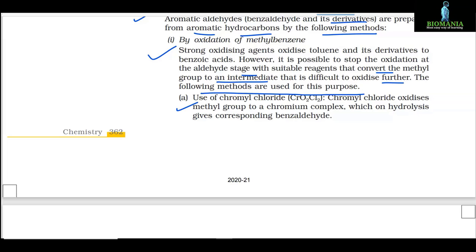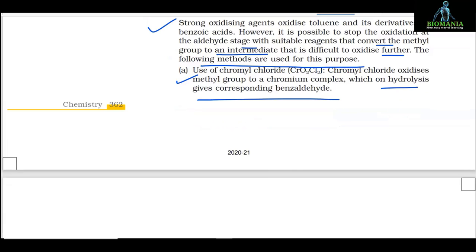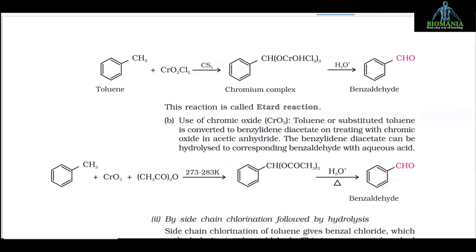A. Use of chromyl chloride, that is CrO2Cl2. Chromyl chloride oxidizes the methyl group to a chromium complex, which on hydrolysis gives the corresponding benzaldehyde. Here you can see this reaction. This reaction is known as Etard reaction, and in this Etard reaction, toluene plus CrO2Cl2 gives a chromium complex, and then finally it gives benzaldehyde. B. Use of chromic acid, that is CrO3.